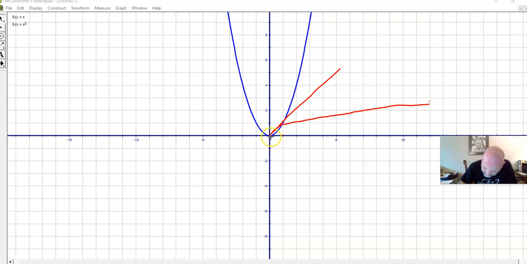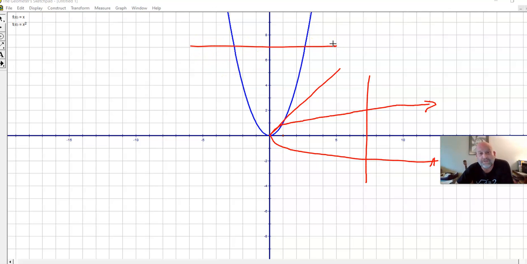It does the same things. The problem is it's not a function, right? It doesn't pass the vertical line test here. Well, there's a way to tell ahead of time whether that's going to be a problem or not. The way you tell ahead of time is you use a horizontal line test. So if a function does not pass the horizontal line test, it does not have an inverse.